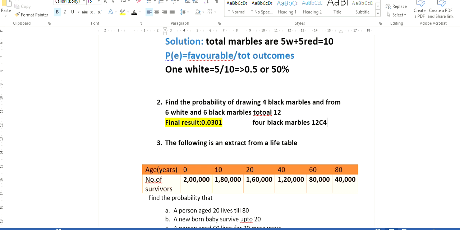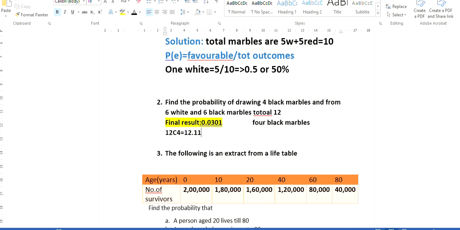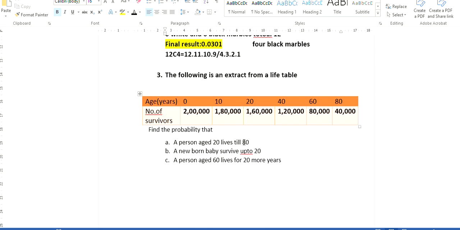What is 12C4? That is equal to 12 into 11 into 10 into 9, divided by 4 into 3 into 2 into 1, because I have to draw 4. Then you have to calculate the probability of getting 4. After calculating, you should get this. If you have any doubts, you can call me, because it's taking too much time.